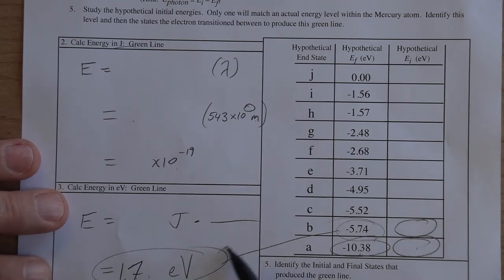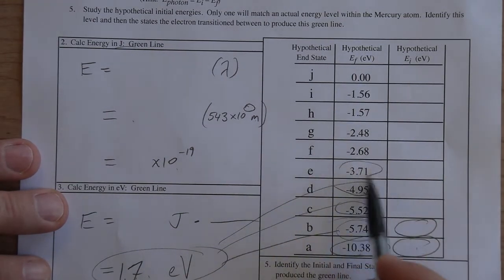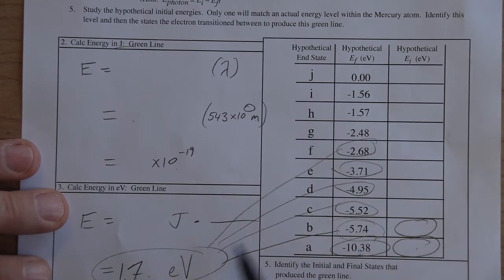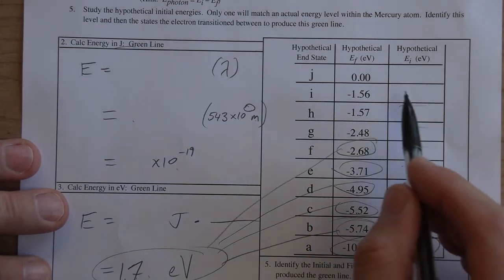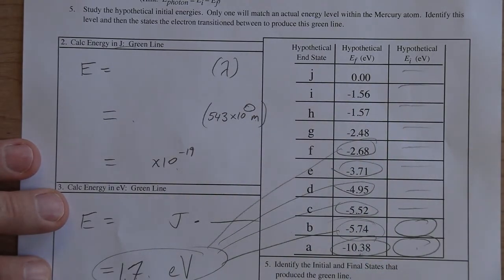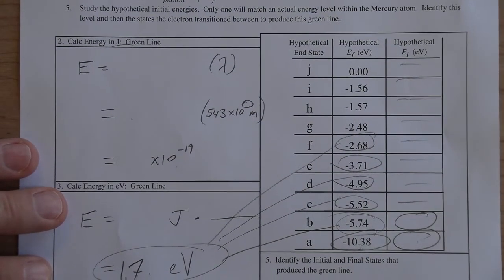And then repeat with all these hypothetical final energies. That same math operation with these numbers and this number, and you should have numbers all throughout this table here, filling in this entire column. So go ahead and repeat that calculation on all of these numbers, fill in that column. Go ahead and do that now.